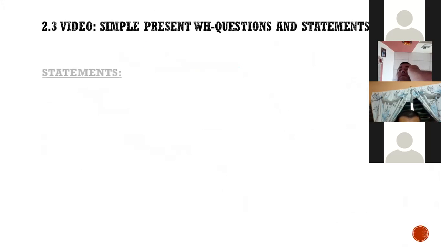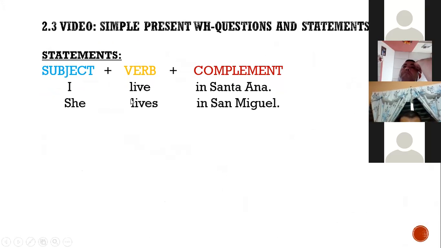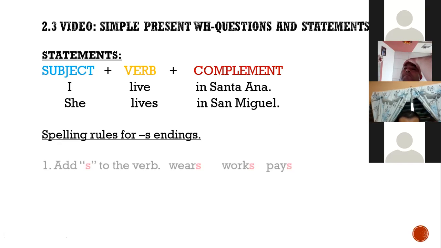Statement, right? In statements, we're going to use the subject, the verb in simple present, and the complement, right? This is simple, subject and verb. The only exception here is that when the verb is in simple present and we use third person singular, he, she, and it, we are going to add the S to the verb. So you don't say she live, we say she lives, right? And according to this, we have some specific rules. Para agregarle S al verbo en tercera persona, he, she, and it, tenemos ciertas reglas.